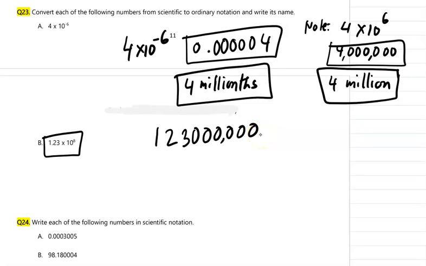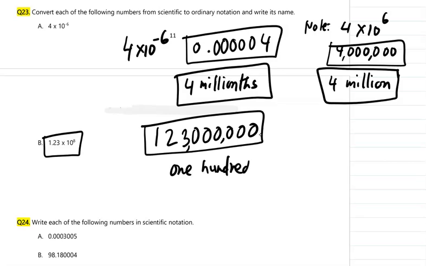And if you want to name this ordinary number, you say 123 million. Okay, that's how you write it.